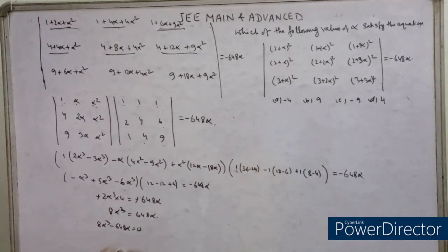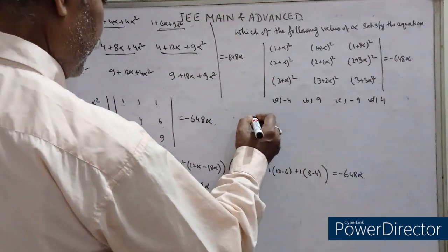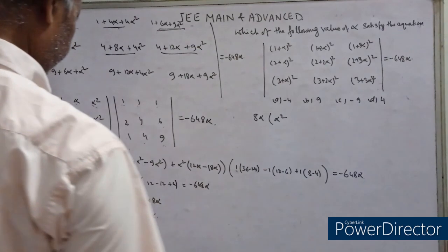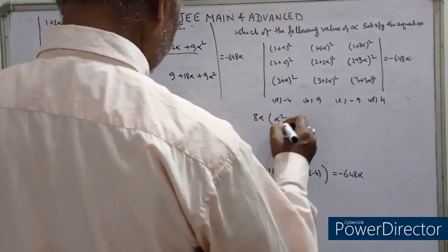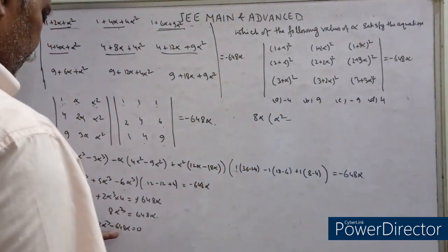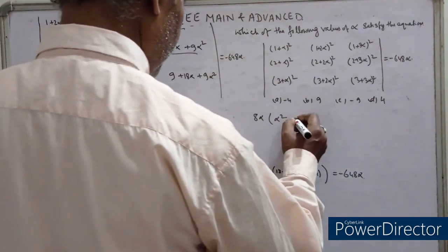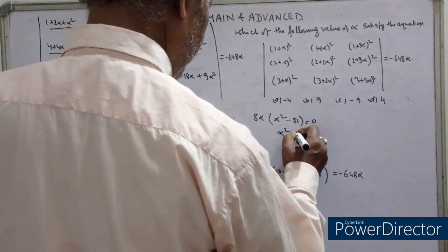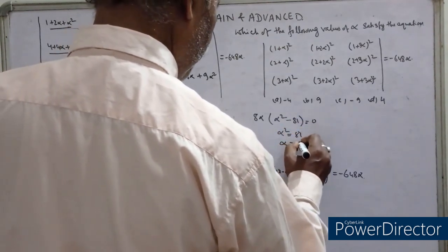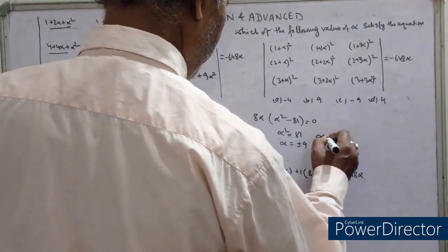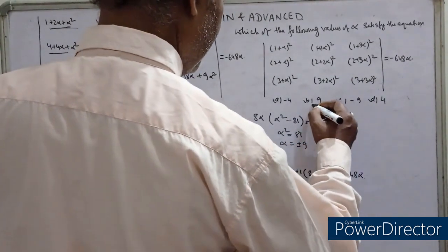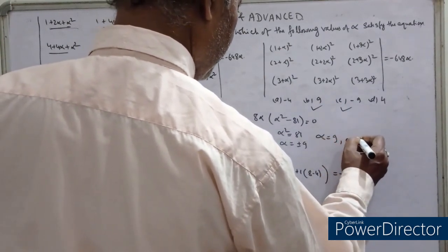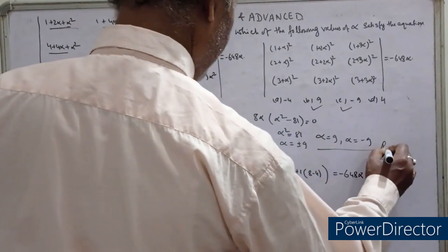So let me solve this. This will be 8 alpha will be your common. So alpha square minus 648 by 8 is 81, so this will be 81 is equal to 0. So your alpha square is equal to 81. So alpha comes out to be plus minus 9. So alpha is equal to plus 9 and alpha is equal to minus 9. So these two are your answers.